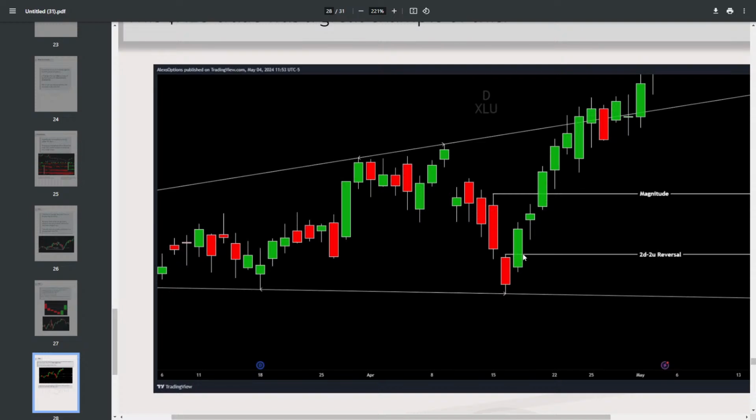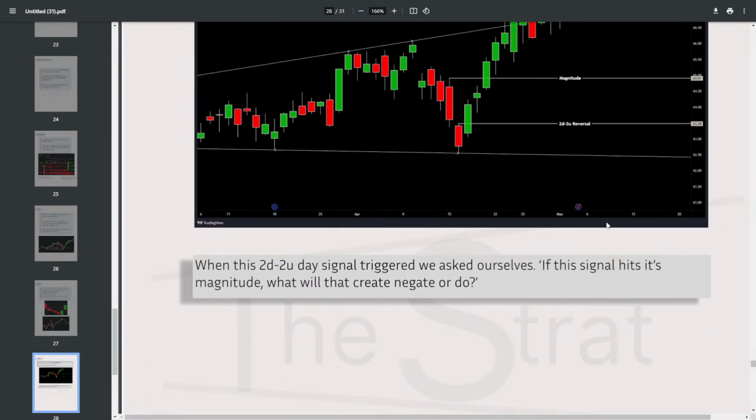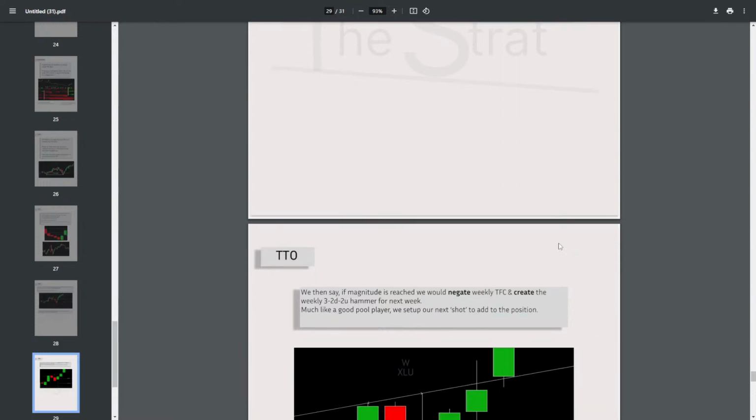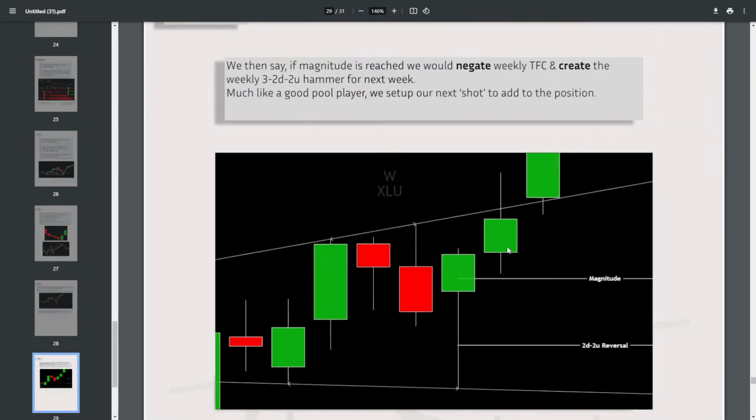So if this 2-2 works, and we take that out, our question is, what would that negate, create, or do on the other time frames that we track? The 60-minute, the week, and the month. So in this case, what we'll see is if the magnitude of the day is reached, we will negate the week and create the weekly 3-2-2 hammer signal for next week.